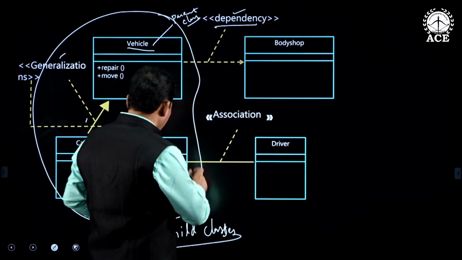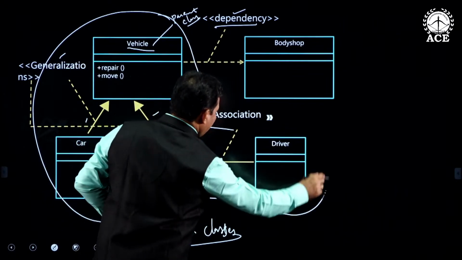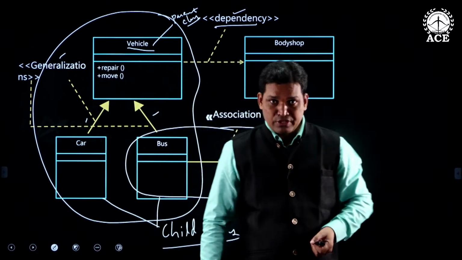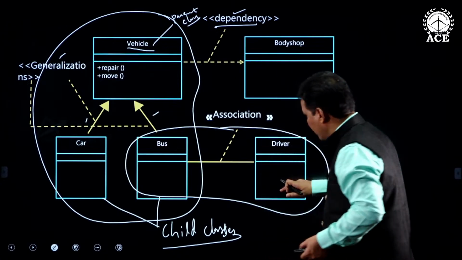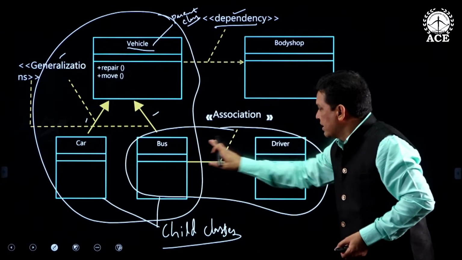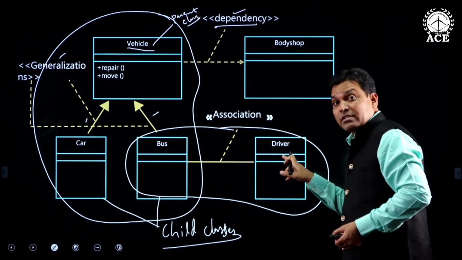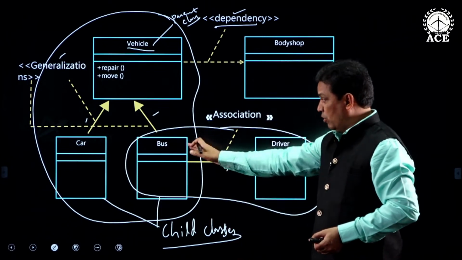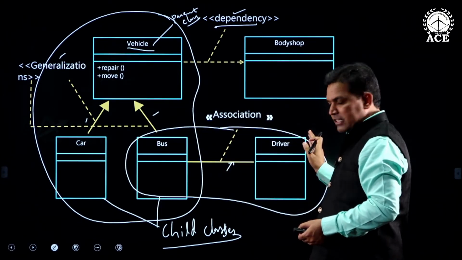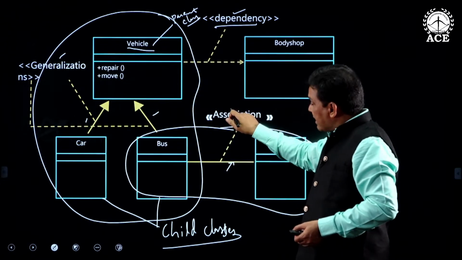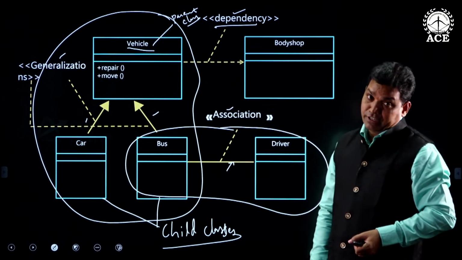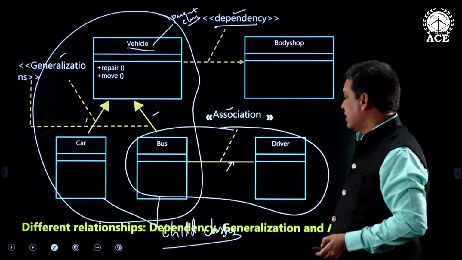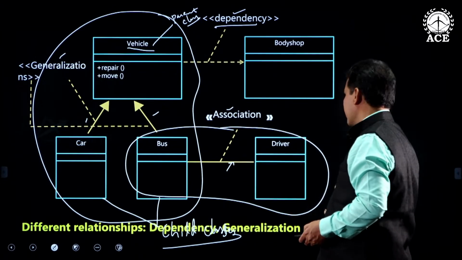Now observe carefully again these two classes, bus and driver. Which relationship is best suitable between these two classes? Bus is depending on driver, at the same time driver is also depending on bus. That's why association, a two-way dependency. Both depend on each other. As a designer we used the association relationship, a two-way dependency relationship. The name is association, right? So this is about the different relationships: dependency, generalization and association.